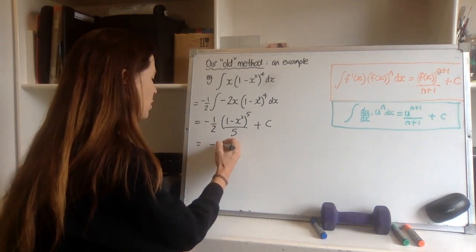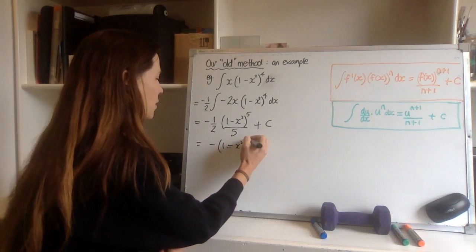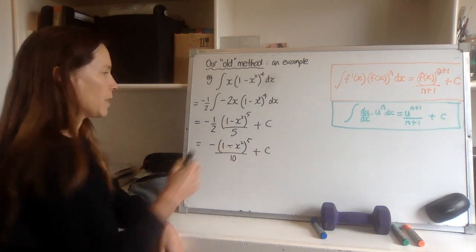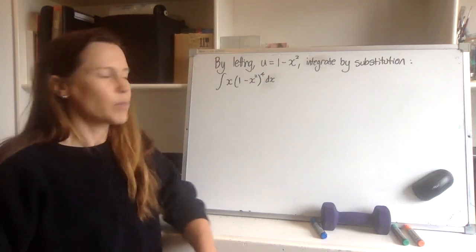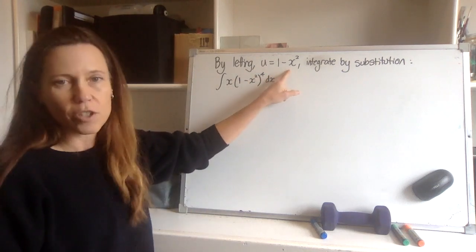So we can write it more simply, 1 minus x squared to the power of 5 all over 10 plus c, and we're done. Okay, now let's do the exact same question, but this time using substitution. And we've been given a substitution to use.